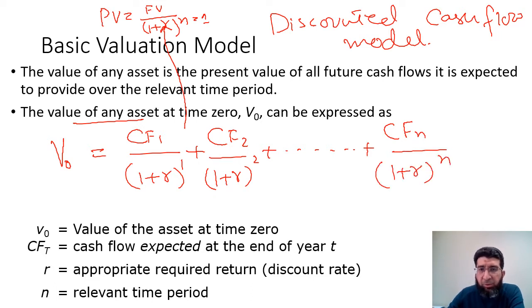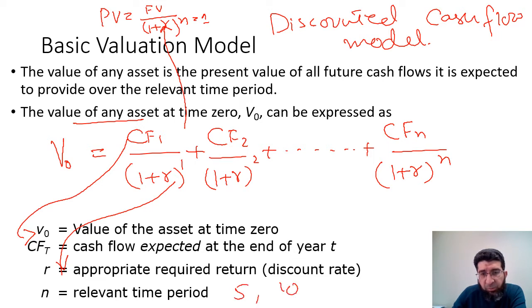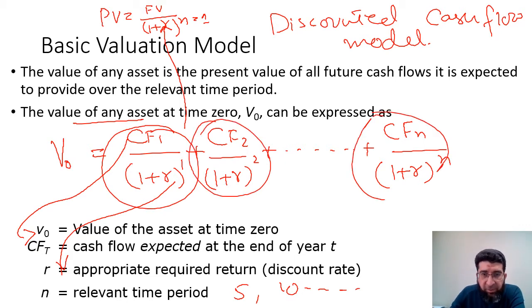Now this is the base model where cash flows are expected at the end of the year, t equal to 1, 2, 3. Then we have the R, which is the appropriate required return, and then we have the N, the relevant time period, which is 5 years, 10 years, whatever the number of years involved in the valuation. When we do this discounting for each cash flow, each is discounted 1, 2, 3, whatever, and all are added. So we get the value V naught, which is the value of the asset at time 0.